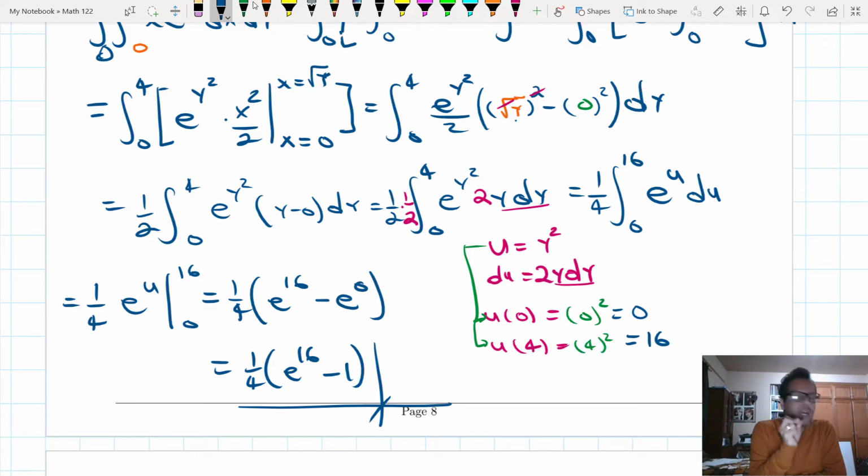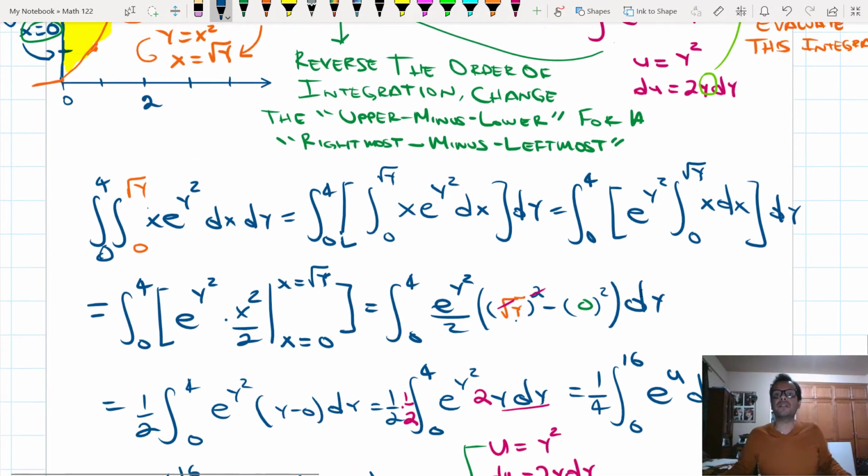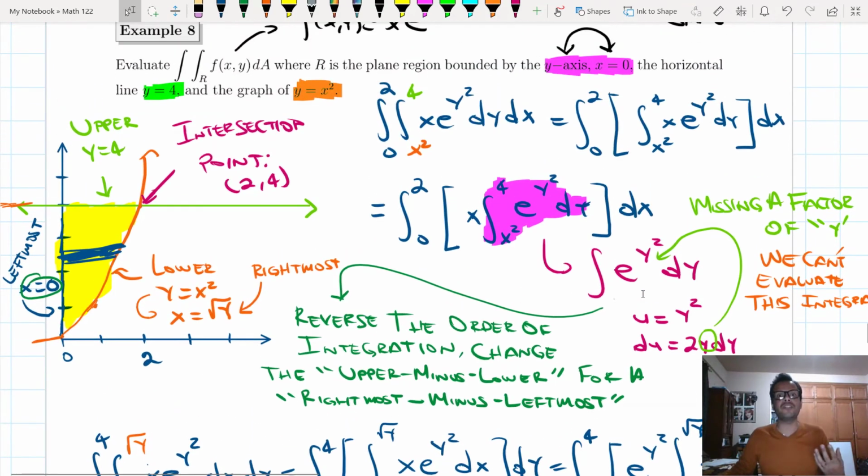Finally, why is this a good problem? This is a good problem because you may run into situations like this in which you set up the integral, but at one point you feel like you are in a dead end. If you get in some dead end, that's not the end of the problem. We have another alternative, which is to reverse the order of integration.